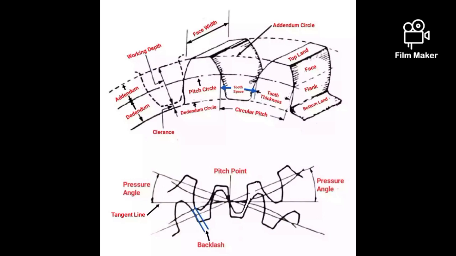Next, flank of tooth: it is the surface of the gear tooth below the pitch surface. Top land: it is the surface at the top of the tooth. Face width: it is the width of the gear tooth measured parallel to its axis. This is all about the introduction of gears.